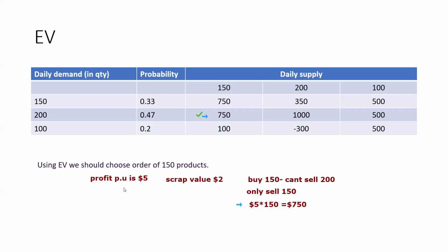Now the next one I'm going to calculate. So I'm considering this one. Here we are buying 150, but we are selling 100, which means we have a leftover of 50.